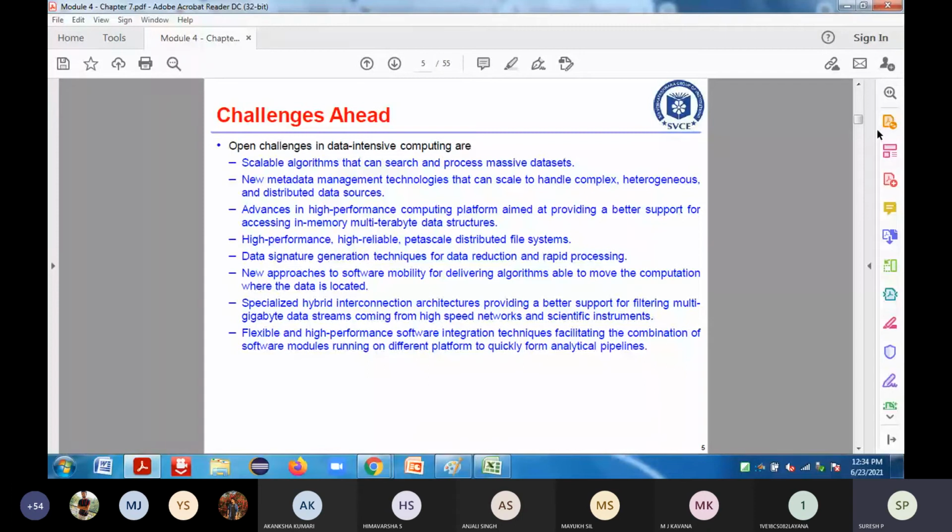Whatever high performance computing you have, it should be highly reliable. What do you mean by reliable? When you are going with the performance, whatever data you retrieve should be proper data. Or it should be in petascale distributed file systems. And data signature generation techniques for data reduction and rapid processing should be there. That means I should have the signature inside the particular data, as I showed you in the figure of the cloud. It is retrieving the different types of cloud.